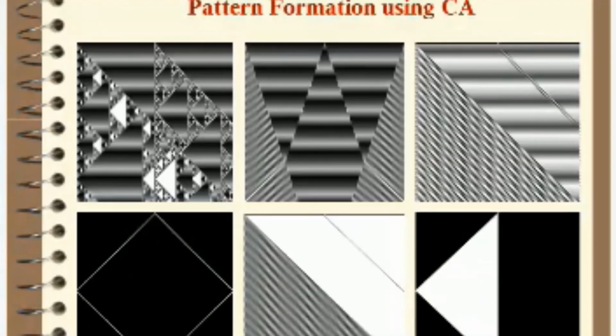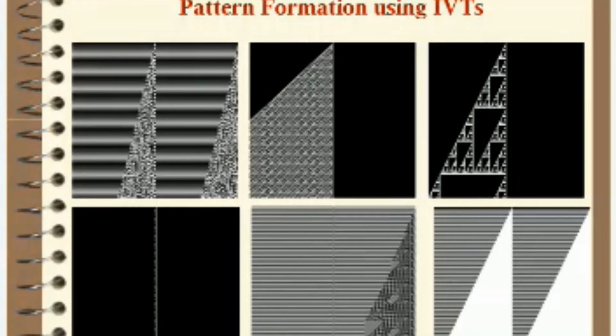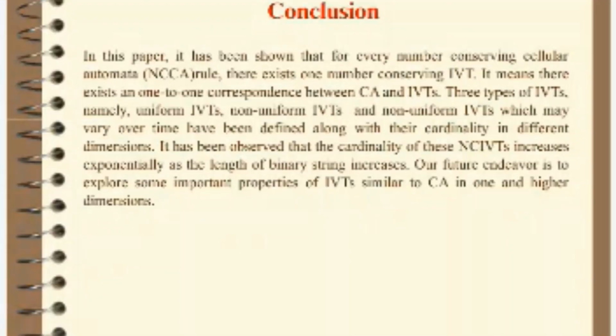In this slide, we have generated some patterns, similar to those obtained using cellular automata. In the same way, we have used IVT to get some interesting patterns. And this is the conclusion. In this paper, it has been shown that for every number conserving cellular automata rule, there exists one number conserving IVT. So this is a one-to-one correspondence between CA rule and IVT.